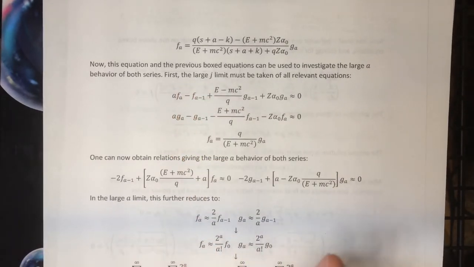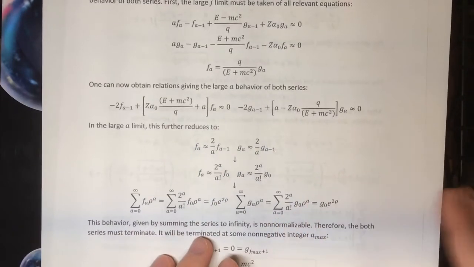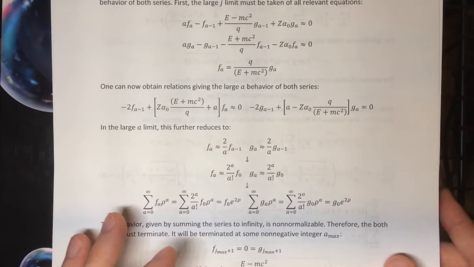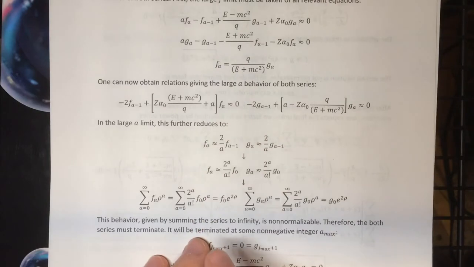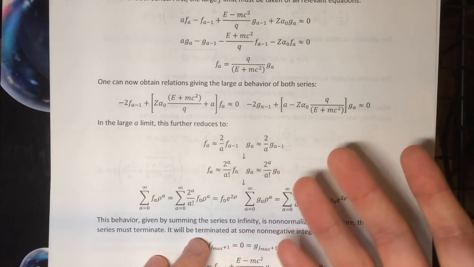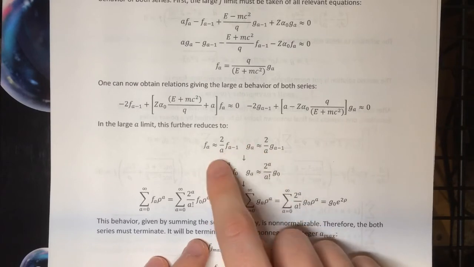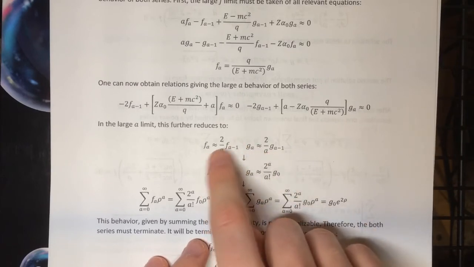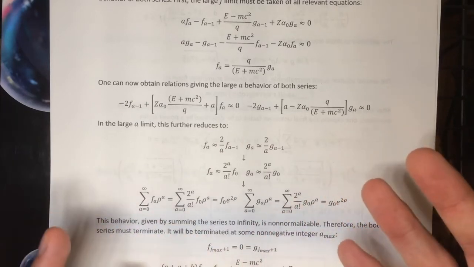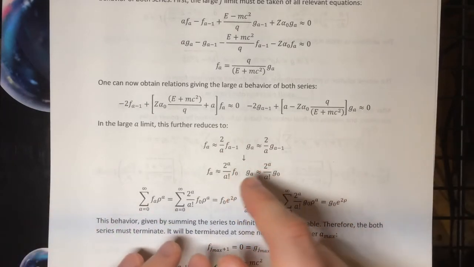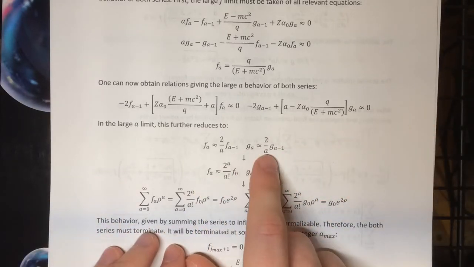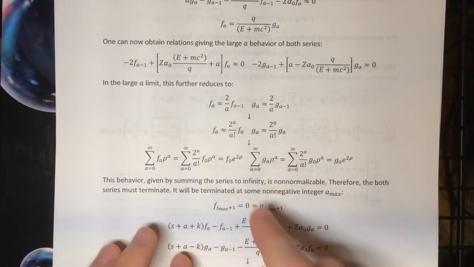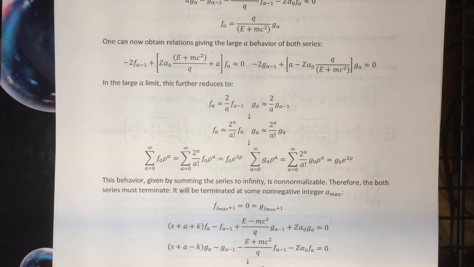First, the large A limit must be taken of all the relevant equations. Now one can obtain relations giving the large A behavior of both. So once we have these relations, we can get large A limits for the recurrence relations. So we get these large A recurrence relations here. We haven't written out the totally general decoupled recurrence relations yet. We will later. But here we have the large A recurrence relations. And of course that gives us this result, which just tells us that it behaves like an exponential.